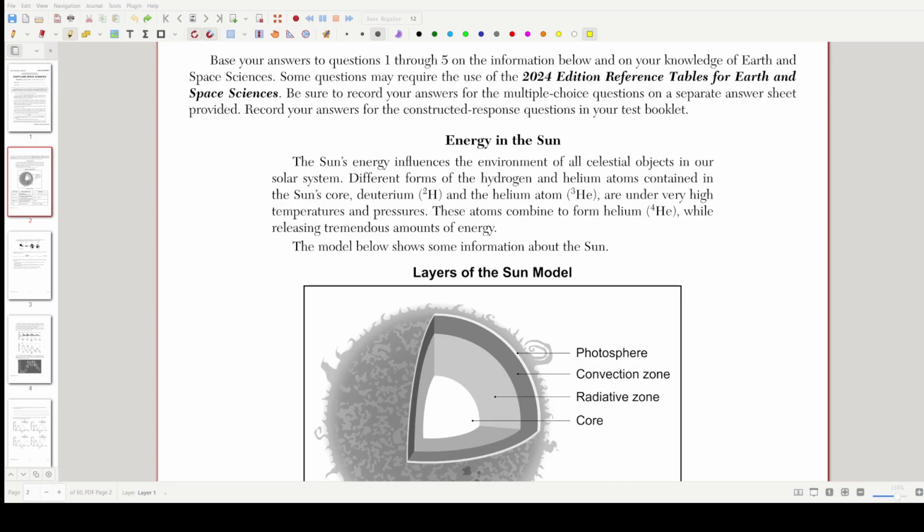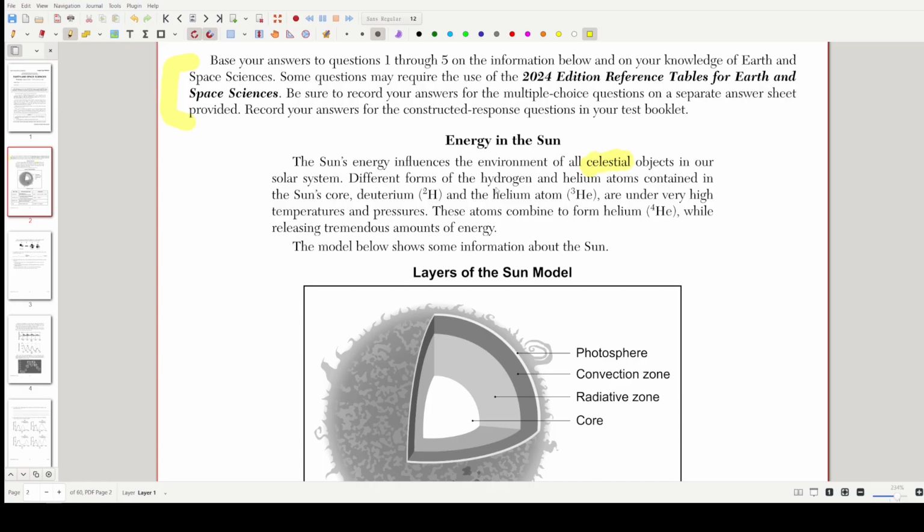It's really important you read everything on these tests. Obviously this stuff up here is instructional, so I'm not going to waste my time reading it to you, but you should read it anyway. So we're going to start with the first cluster here. It says energy in the sun. The sun's energy influences the environment of all celestial objects in our solar system. Just as we go, you should probably highlight stuff. Celestial means space-like object.